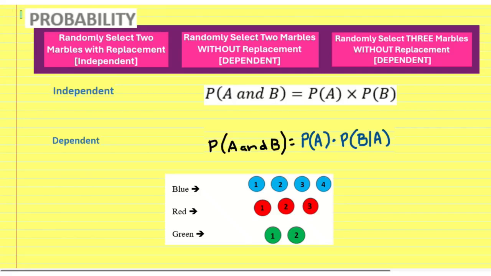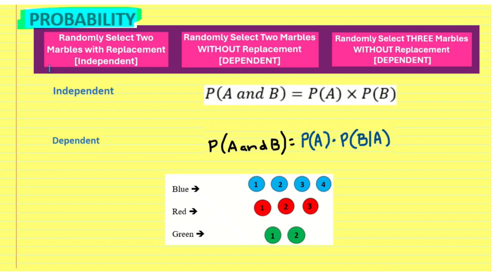Hello, this is Charlene. We're going to be talking about some probability today. Two different scenarios. There's an independent scenario. That independent scenario is where we randomly select two marbles from a bag with replacement.